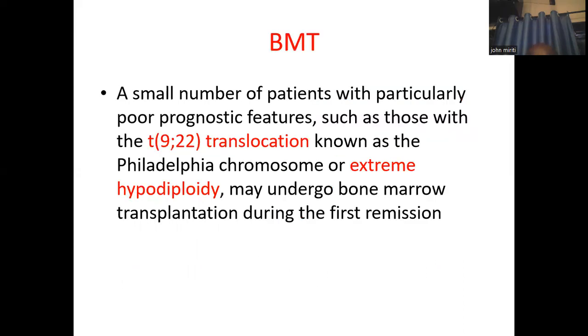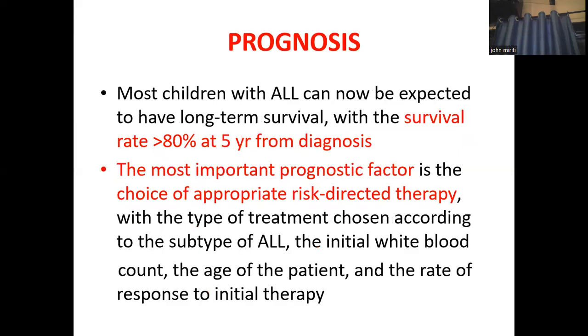A small number of patients with particularly poor prognostic features, such as those with the T(9;22) translocation known as the Philadelphia chromosome, or extreme hypodiploidy, may undergo bone marrow transplantation during the first remission. Prognosis. Most children with acute lymphoid leukemia can be expected to have long-term survival, with a survival rate of more than 80% at 5 years from diagnosis.